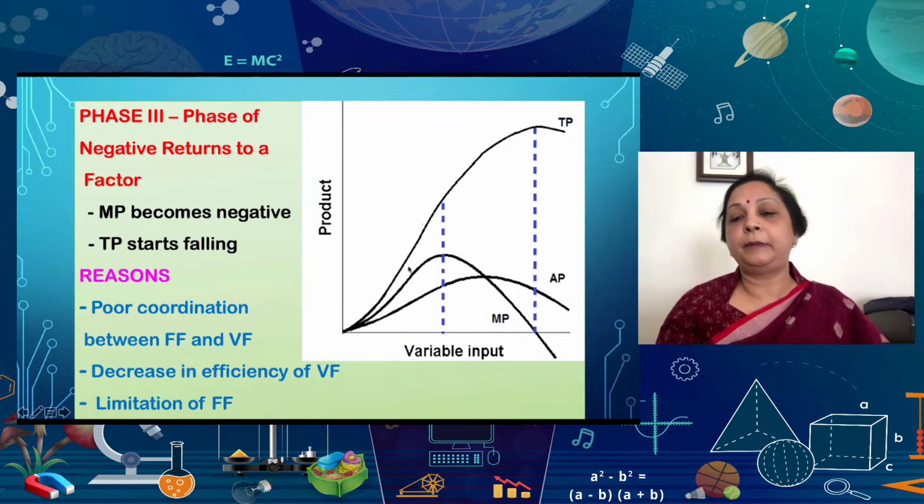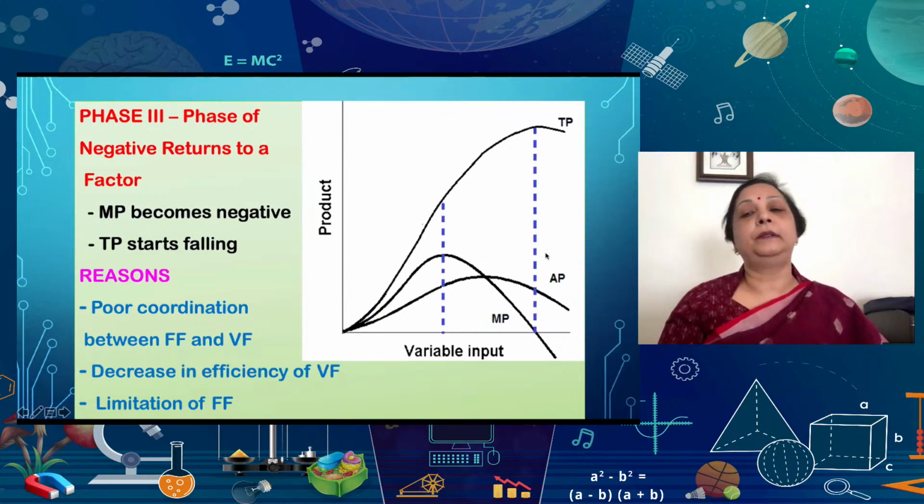Now look at this diagram. Here MP has become negative and TP starts falling. So this is your third phase. This is your first phase where MP is rising and TP is increasing at an increasing rate, comes to an end when MP is maximum. From here to here, this is the second phase in which MP is falling, but TP is increasing at a diminishing rate. And after this, when MP becomes negative and TP starts falling, this becomes your third phase or phase of negative returns to a factor.